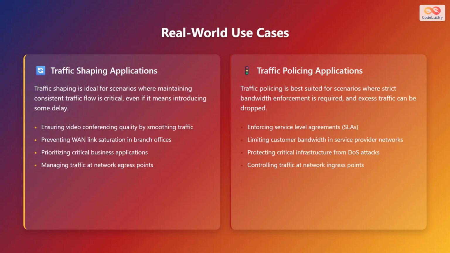Traffic shaping and policing have many real-world applications. Traffic shaping is ideal for scenarios where maintaining a consistent traffic flow is critical, even if it means introducing some delay. Use cases include ensuring video conferencing quality by smoothing traffic, preventing wide-area network link saturation in branch offices, prioritizing critical business applications, and managing traffic at network egress points.